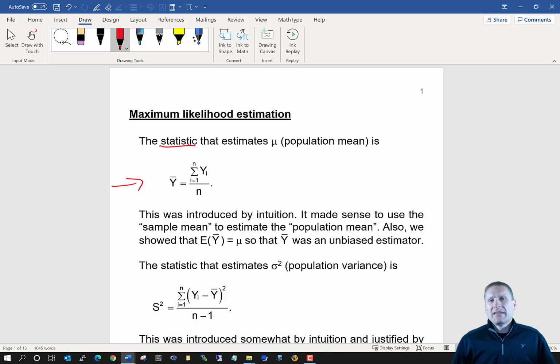This statistic, this estimator, was introduced by intuition, in that it makes sense to use a sample mean to estimate a population mean. Also, we gave some further justification for using this sample mean by showing that the expected value of y bar is equal to mu. Thus, y bar was an unbiased estimator.